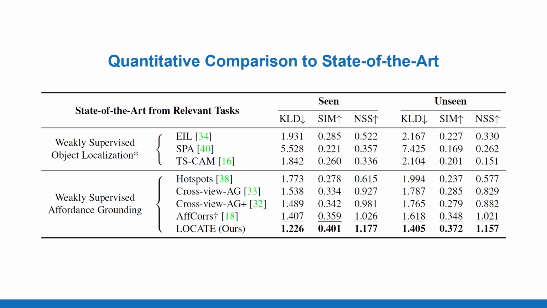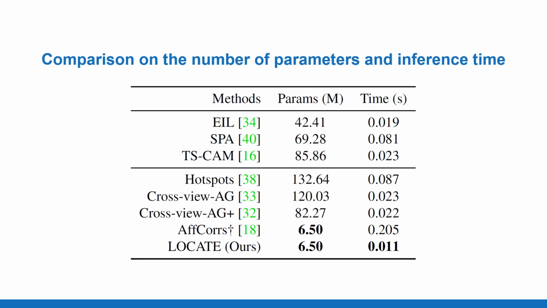Here we show the quantitative comparison to state-of-the-art. All experiments are conducted on the AGD20K dataset. It can be seen that LOCATE outperforms state-of-the-art methods by a large margin in both seen and unseen settings. Besides, analyses on parameters and inference time indicate that LOCATE has fewer parameters and is faster than most models.